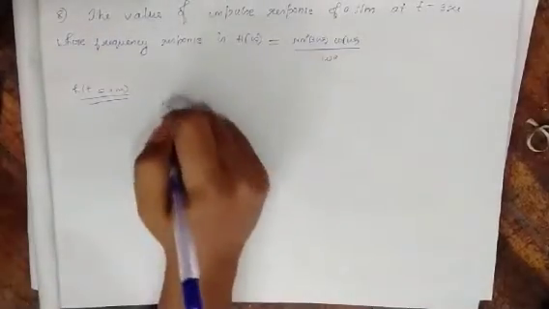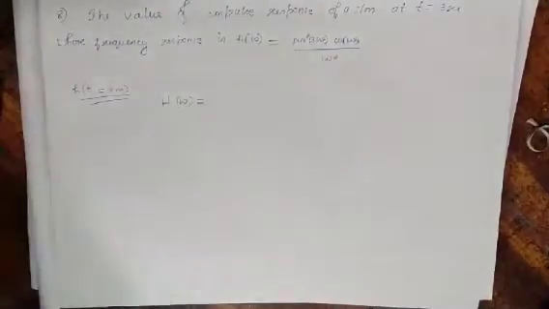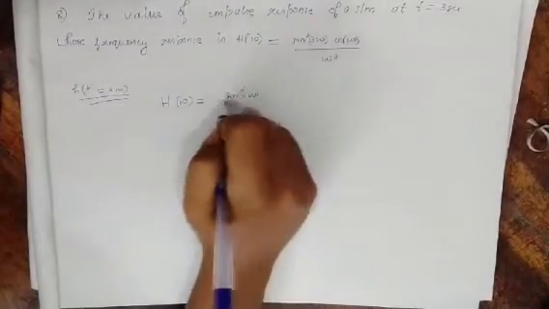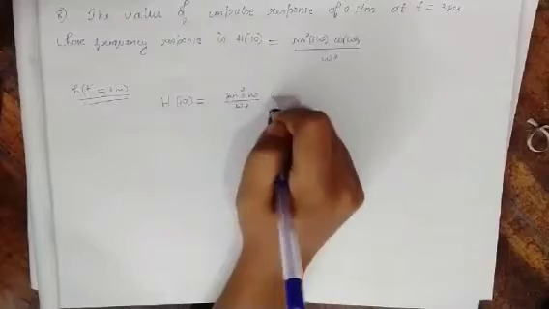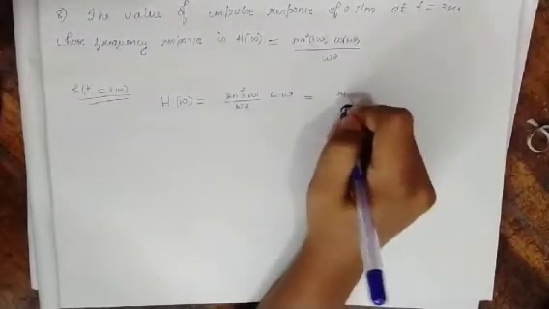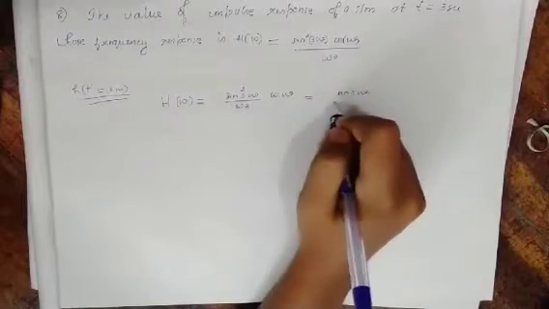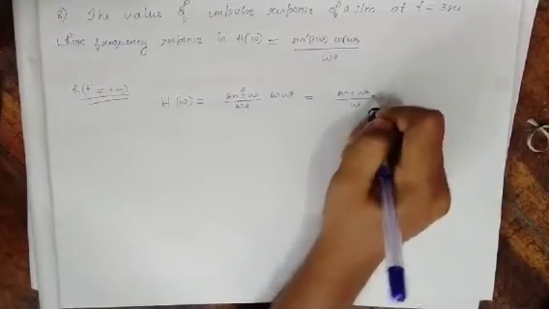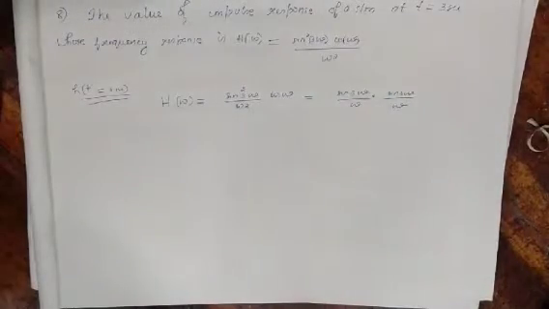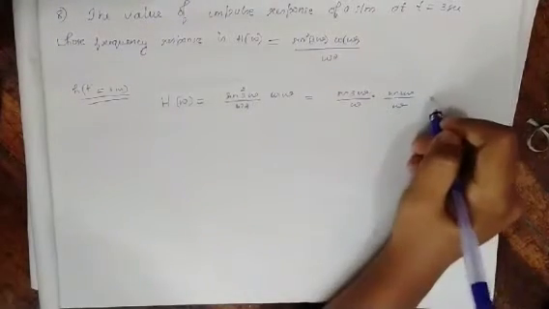So for that I am going to write h of omega. Here h of omega equal to sine square 3 omega divided by omega square into cos omega. So instead of sine square 3 omega divided by omega square, I am going to write sine 3 omega divided by omega into sine 3 omega divided by omega into cos omega.